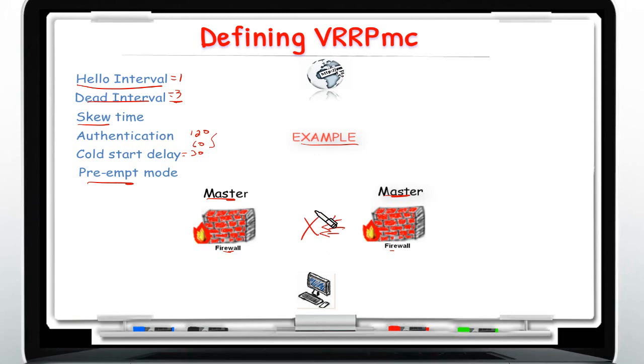Sometimes if the original master goes down, you don't want him to come up as the master. You might need him only to come up as the backup, so that the new master will sync to the original master who is now the backup. And so you can disable the preempt option to prevent this from happening.